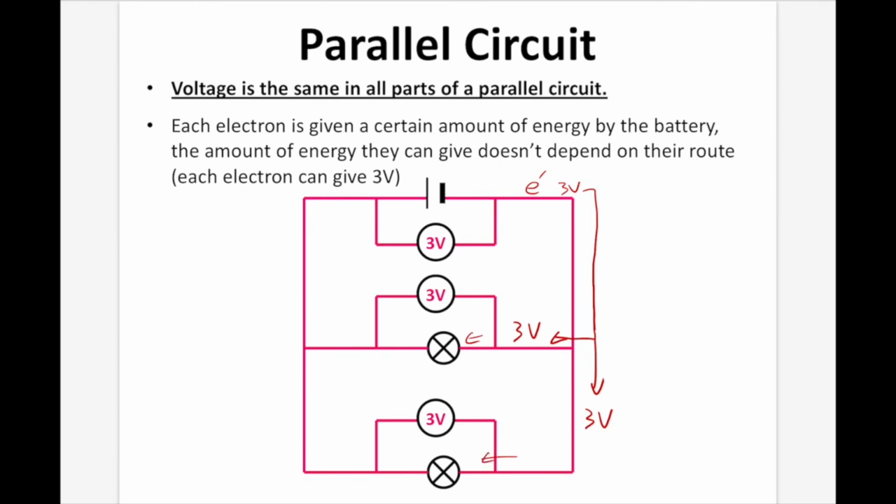This is different from the current, where current is the number of electrons. So if there's 4 electrons, 2 will go down the first path, 2 will go down the second path. But each of those electrons will still have the exact same voltage that they started with at the beginning. Since each electron is given a certain amount of energy by the battery, the amount of energy they can give doesn't depend on their route.